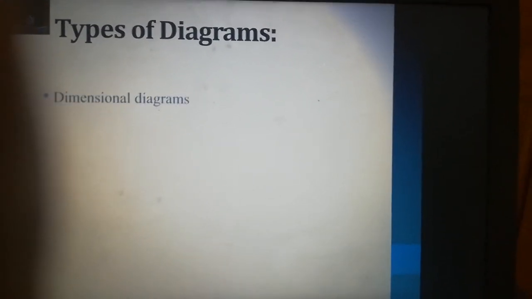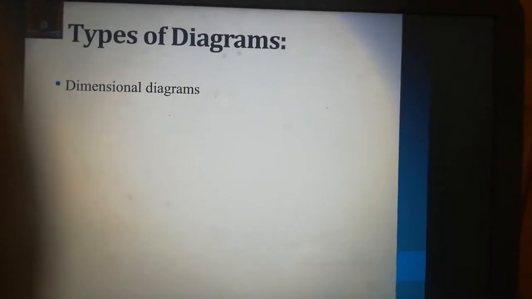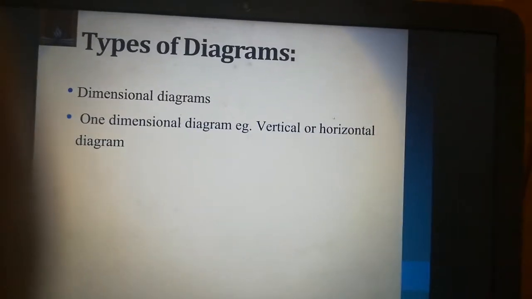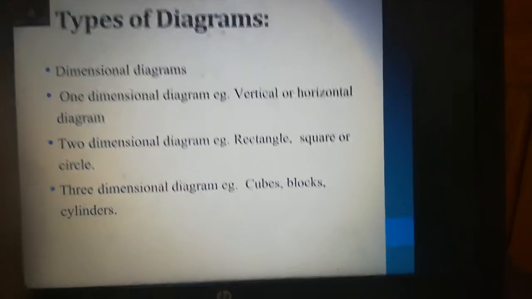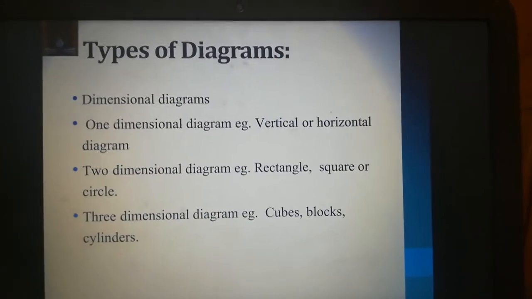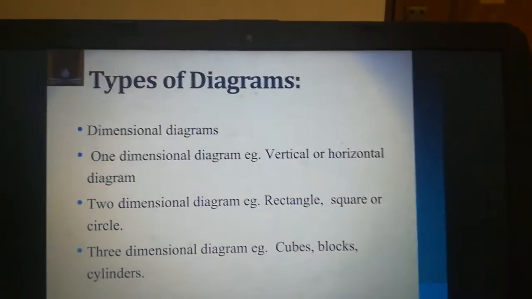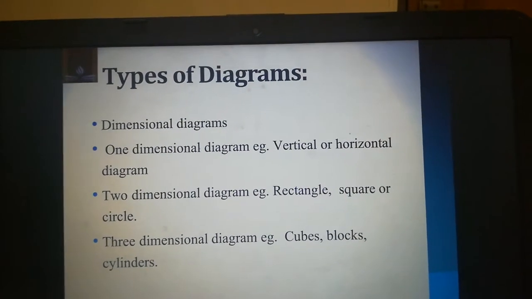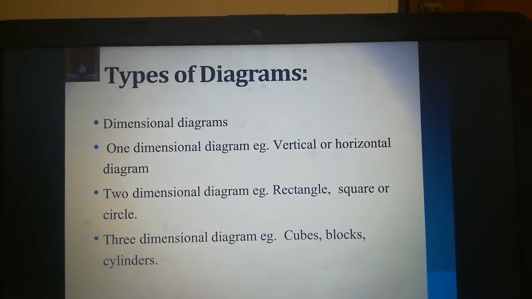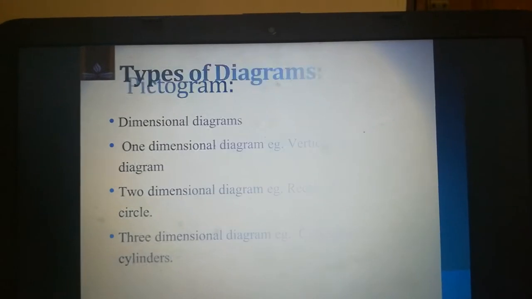Next we shall discuss the different types of diagrams. By dimension, we have one dimension, two dimension, and three dimension. One dimension means vertical or horizontal diagrams, for example the vertical histogram or the horizontal histogram. Two dimension usually uses the rectangle or square, and three dimension uses cubes and blocks.